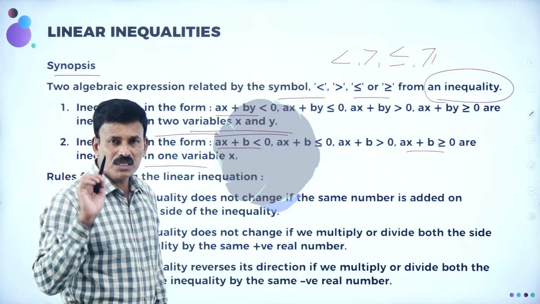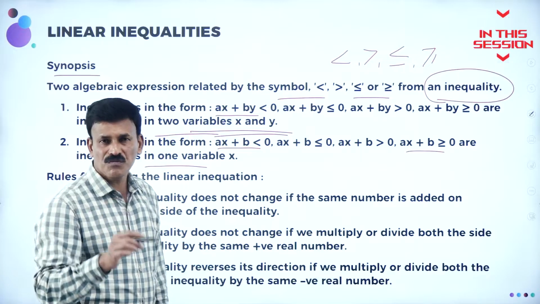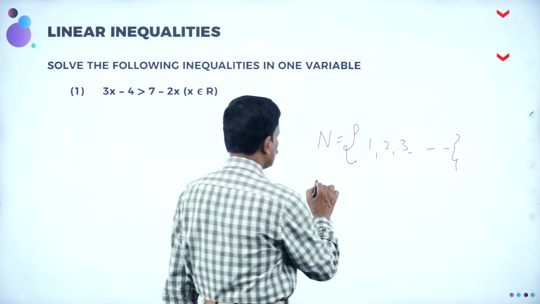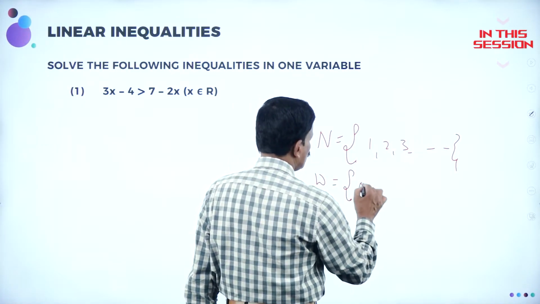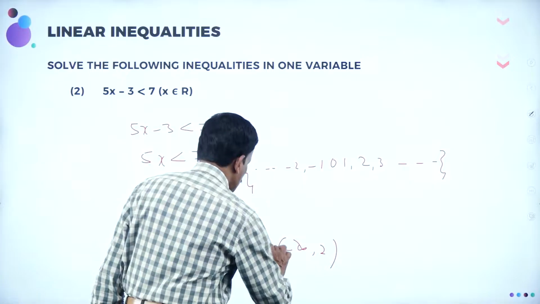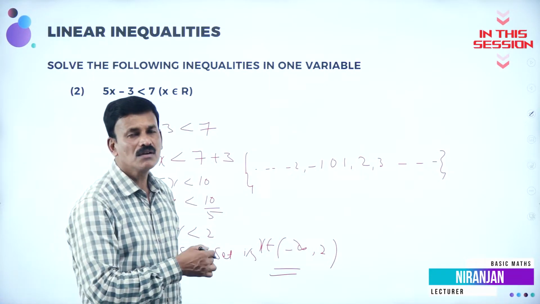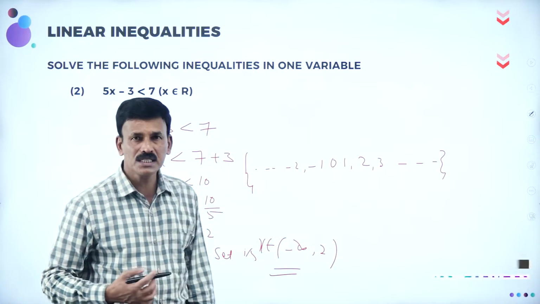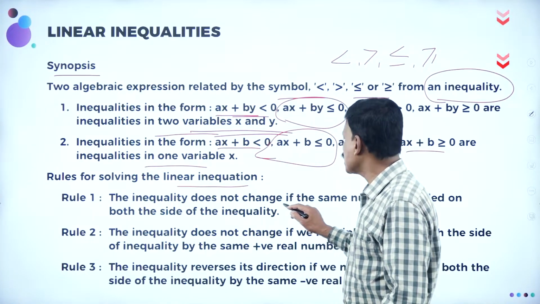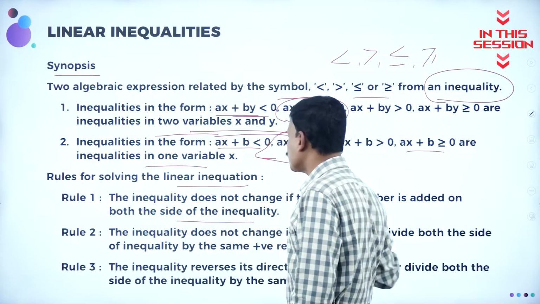So if the variable is 1, like x or y, then they are called linear inequalities of one variable. The set of whole numbers is denoted as 0 as well as all natural numbers. So these are the whole numbers. x belongs to minus infinity comma 2 is the solution set for this given linear inequality. The inequality does not change if the same number is added to both sides of the inequality.